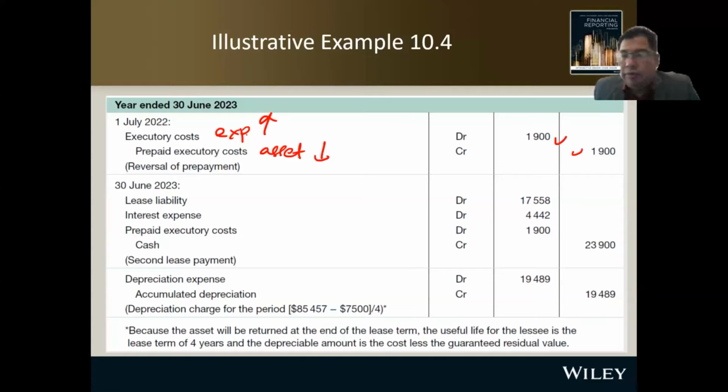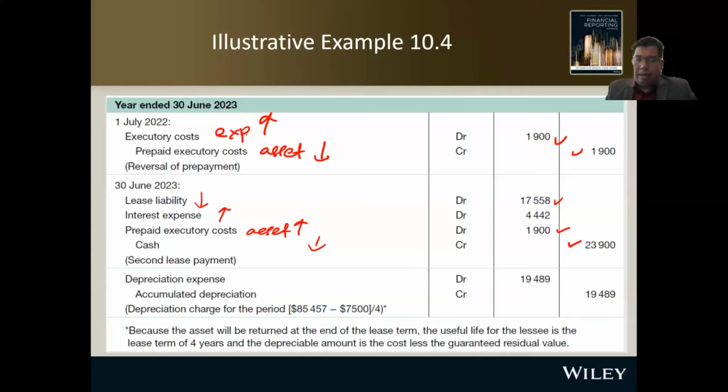Okay, that is the first one. The second, I'm going to record the payment of 23,900. So this is money out, cash reduced by 23,900. 1,900 will be recorded as prepaid executory cost. This is your prepaid executory cost for next year, 1,900. The interest component is 4442, and I'm going to reduce my lease liability. This is liability, reduce. Interest expense increase. This is also asset reduce. This is your reduction in liability by 17558.